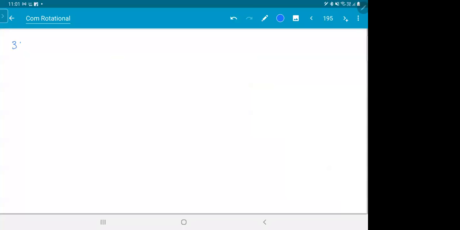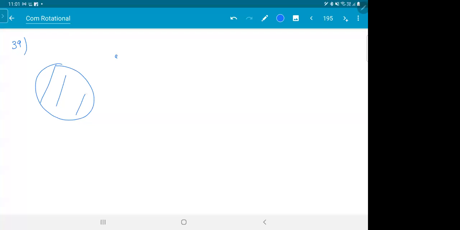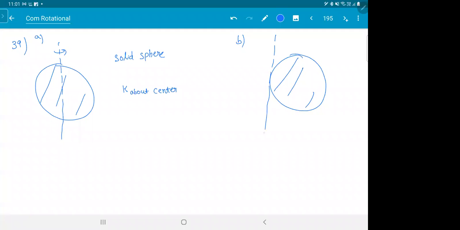Can you do these two? Question 39. Solid sphere, radius of gyration for this axis. If you're rotating about the tangent, k about A. They can ask like this also.